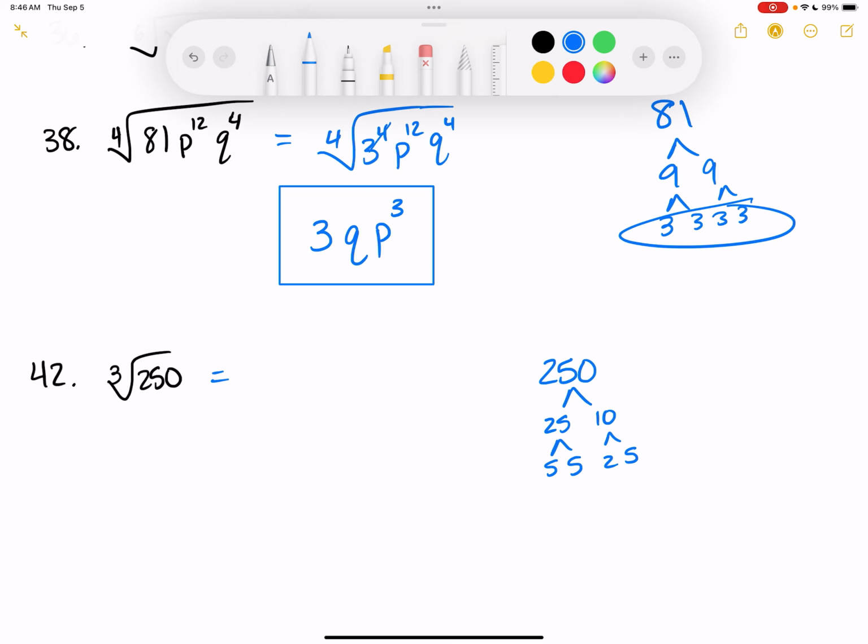So I have a cube root. What do I need to take things out in groups of? 3. So I should have written them in the other order. I have 3 5s and I have a single 2 left over. So I take out a 5. Then I leave the cube root, and whatever's left that you didn't take out is what goes there. So in this case, it's a 2. So 5 times the cube root of 2 would be the answer to this one.